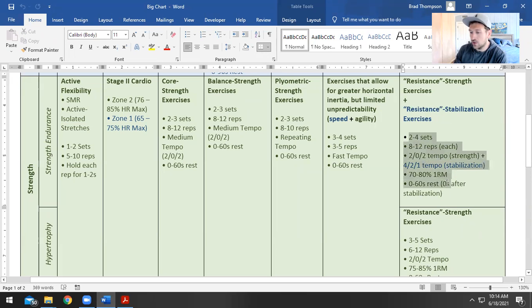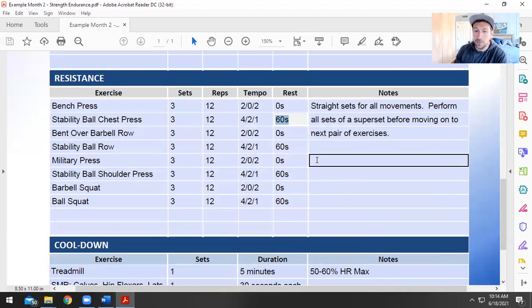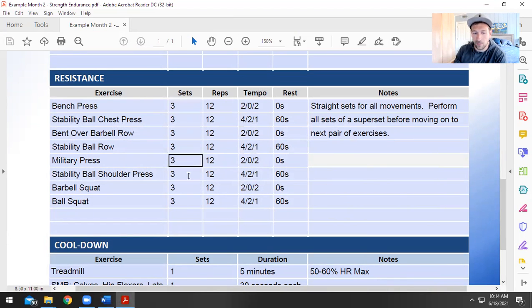And then all of those reps and sets that we talked about earlier, right? So I need to pick between 2 and 4 sets. So I went with 3. I need to pick 8 to 12 repetitions. So I went with 12. And I need to do a 2-0-2 tempo for my strength movement and that 4-2-1 tempo for my stabilization. So you can see exercise A is always 2-0-2 and exercise B is always 4-2-1.